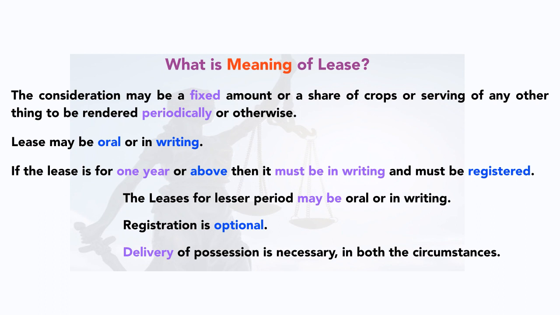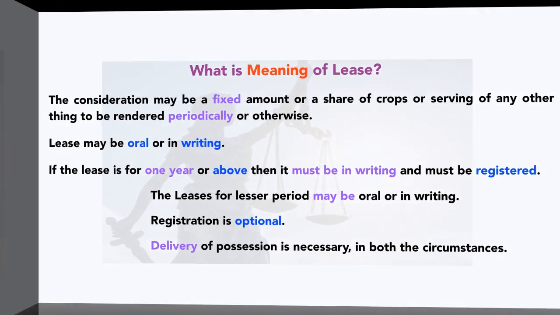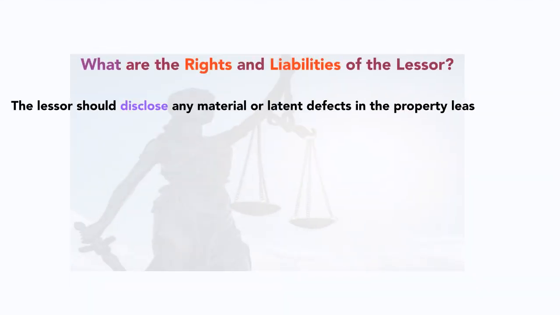Now, the next point is what are the rights and liabilities of the lessor? You know who is lessor? The owner. The lessor should disclose any material or latent defects in the property leased. So, it is the liability or duty basically of the lessor to tell the lessee about the fact or the reality of that property if there is any defect in that property.